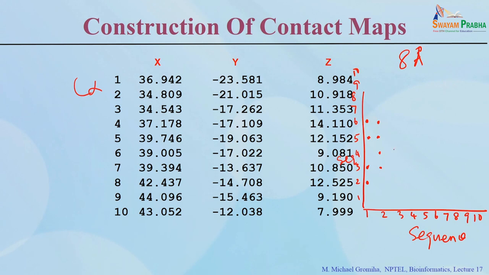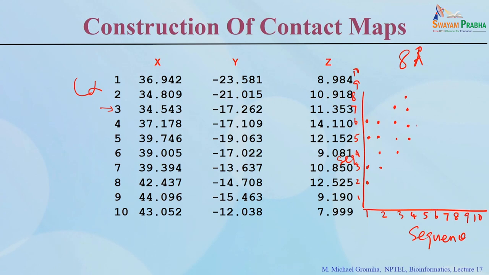Then we'll go to 3. 3 and 4? Yes. 3 and 5, yes. 3 and 6? Yes. 3 and 7? Yes. 3 and 8? No. 3 and 9, no. 3 and 10, no. Then 4 and 5? Yes. 4 and 6, yes. 4 and 7? Yes. 4 and 8? Probably yes. 4 and 9? Maybe no. 4 and 10? No.